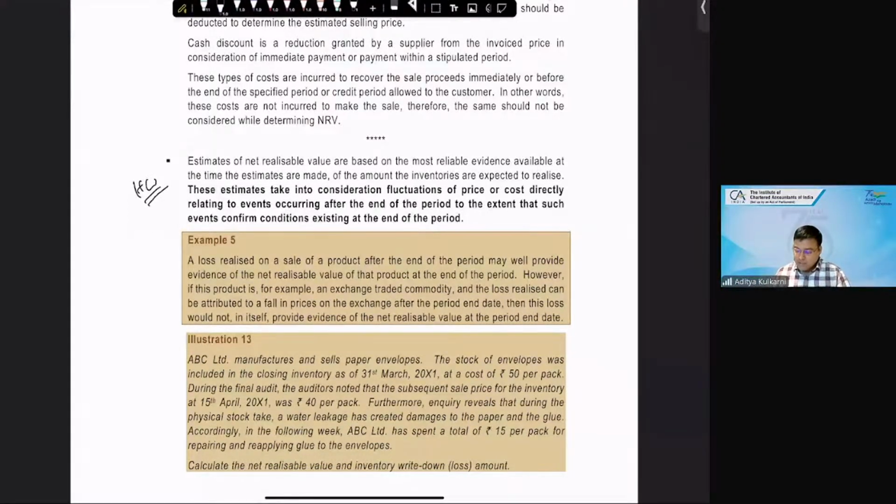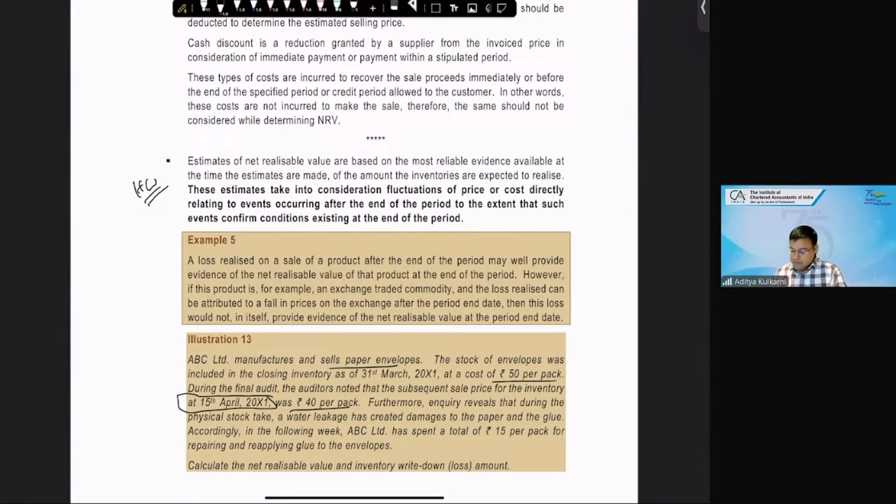We can look at this question. ABC manufactures and sells paper envelopes. The stock was included in the closing inventory at a cost of 50 rupees per pack. During the final audit, the auditors noted that the subsequent selling price was 40 per pack on 15th April 20x1. As on 31st March, cost was 50. In 15 days, the selling price became 40.